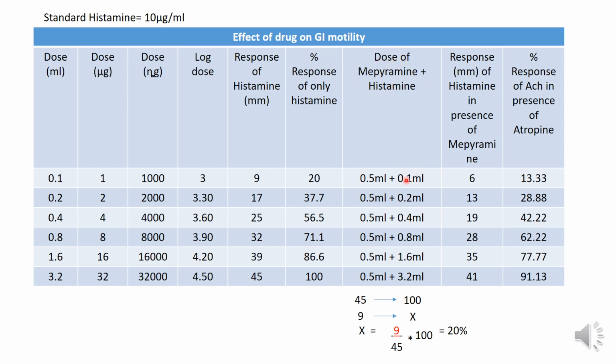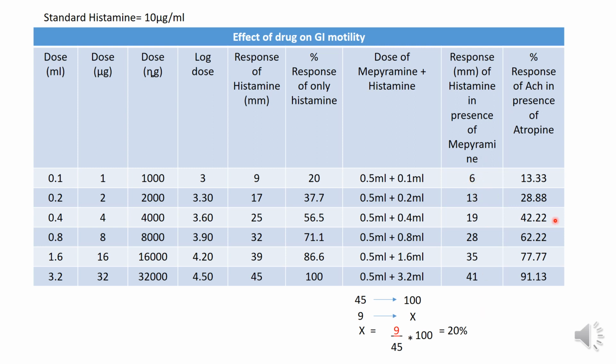Now we'll give the dose of meperamine plus histamine. So we will again take the DRC of the histamine in presence of 0.5 ml of meperamine. We will get the response as 6, 13, 19, 28, 35 and 41. You can clearly see here that the 9 mm reduces to 6. That means this meperamine has shown an antagonistic effect.